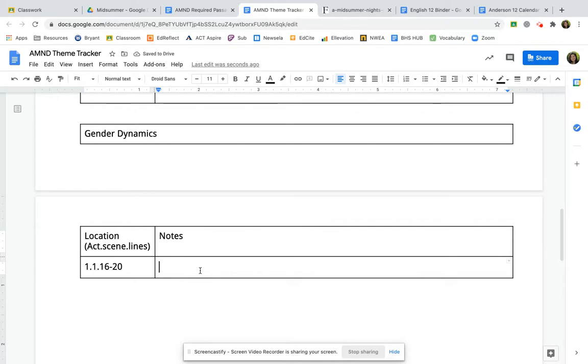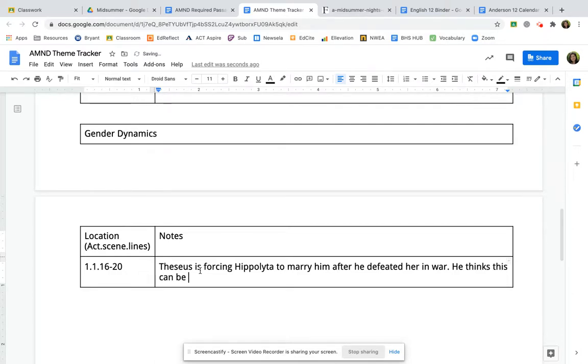So for these line numbers, I'm just going to explain what that little passage has to do with gender dynamics. So Theseus is forcing Hippolyta to marry him after he defeated her in war. And then part of his power over her is that he thinks that this can still be romantic. He doesn't see anything wrong with what he's doing or anything strange about it. He thinks this can be romantic even though she is a prisoner of war.